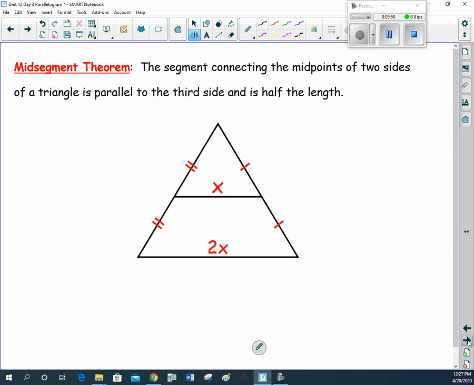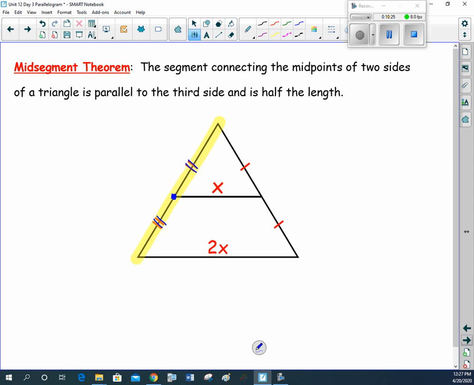Okay, new theorem, mid-segment theorem. That one says the segment connecting the midpoints of two sides of a triangle is parallel to the third side and half its length. So if you take this side right here and you find the middle of it, that's what the mid-segment is. So here's the middle. These two pieces were marked congruent. That means that's in the middle.